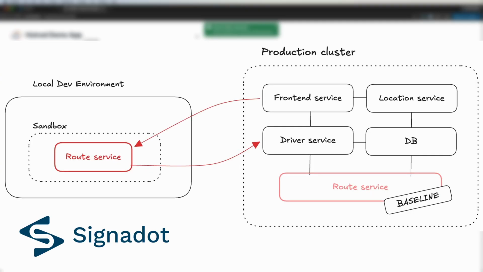Signadot solves this with sandboxes. A sandbox is a lightweight, isolated environment that lives inside your existing cluster or runs locally in your dev environment. Instead of duplicating everything, it replaces the services you're actively working on. Everything else keeps running from the baseline. So in this example, the front-end service won't call the route service running inside the cluster. It will route the traffic to the route service running in your local dev environment.